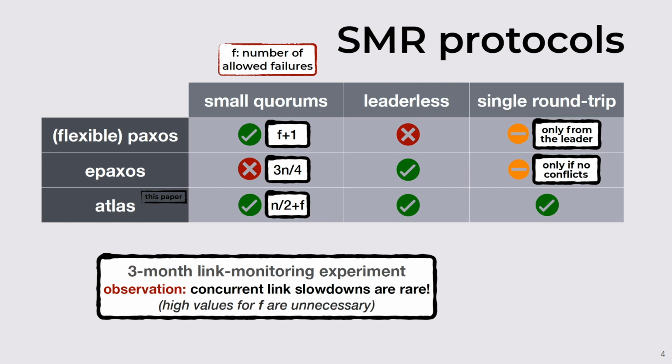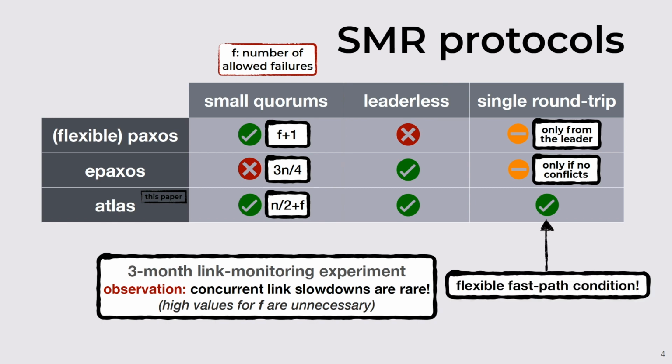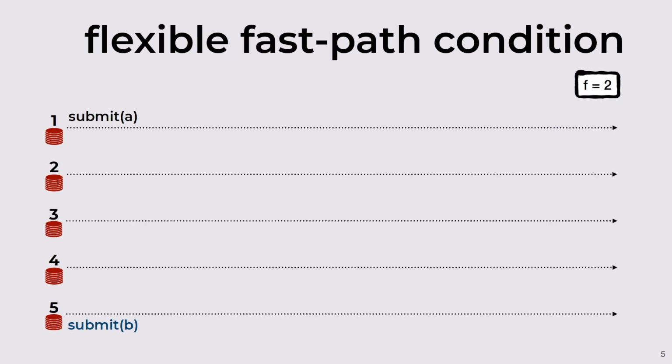Atlas is also leaderless and can process most commands in a single round trip, what we call a fast path. And this is possible because Atlas employs a flexible fast path condition that allows the fast path to be taken even when conflicting commands are submitted concurrently. And now we'll see that fast path condition in action.